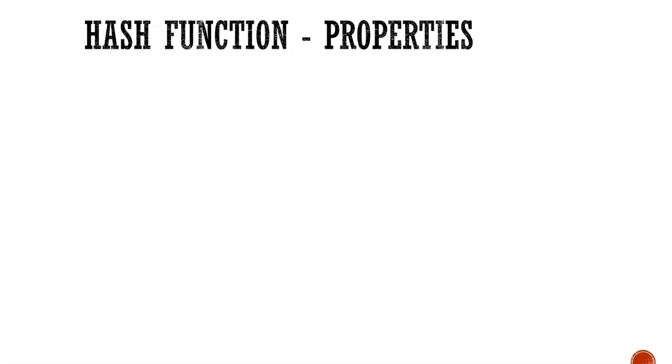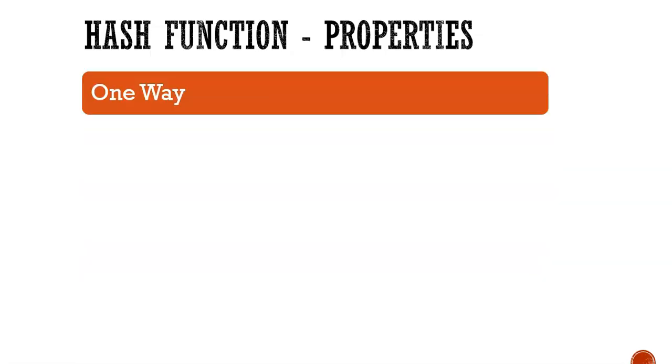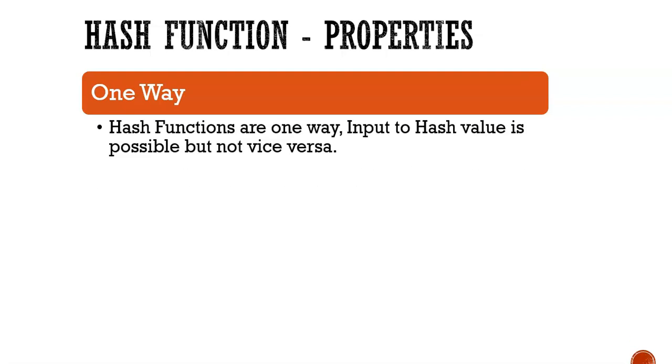So what are the properties of a hash function? One is that it is one way. The mathematical function will allow you to convert any text into a hash value, but not in the reverse way. So you cannot give a hash value and ever get back the input that you have passed in. So it is completely one way.